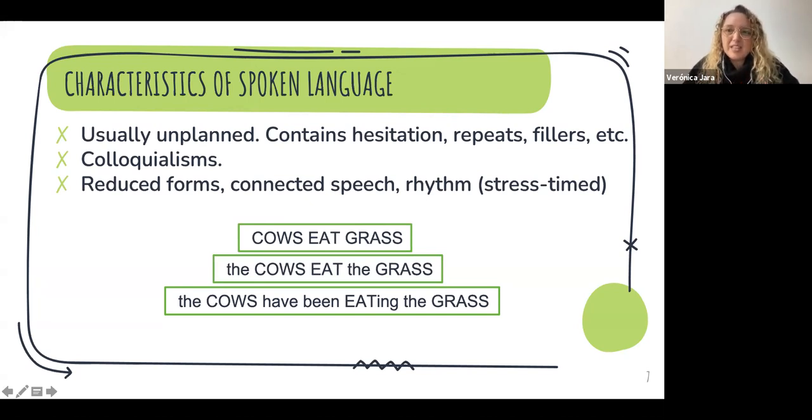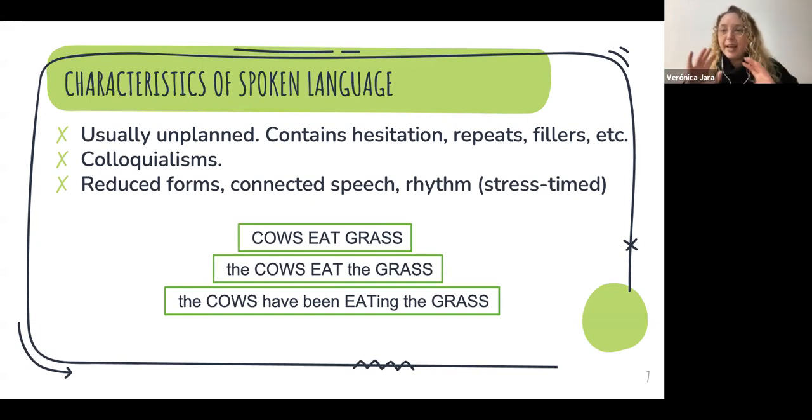When students expect the other person, speaking on the recording, to say, the cows have been eating the grass, if they expect to hear that, they are in for disappointment, because that's not what they will hear. People will say the cows. They won't say the cows, unless you want to say something in particular. Nobody will say the cows have been eating the grass, unless you want to say something in particular.